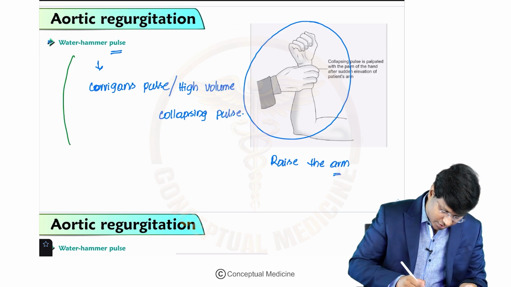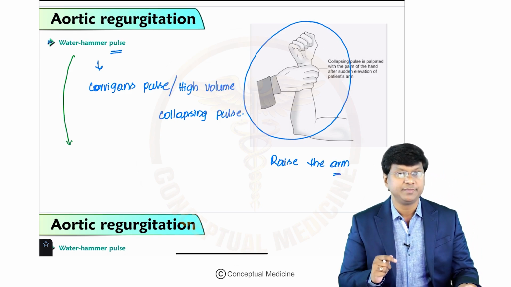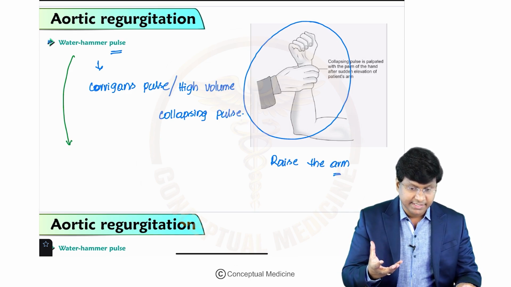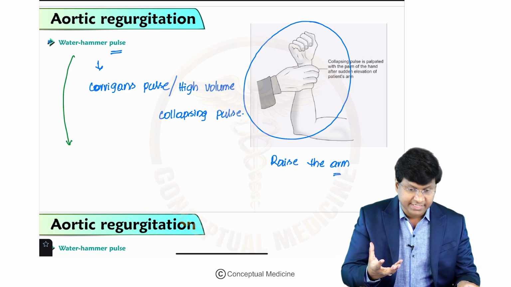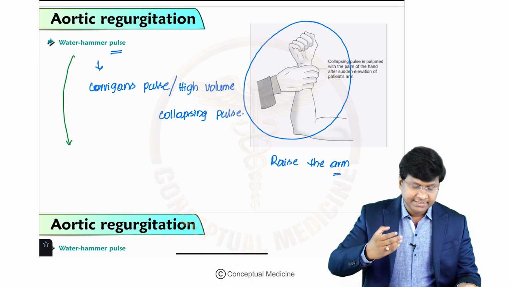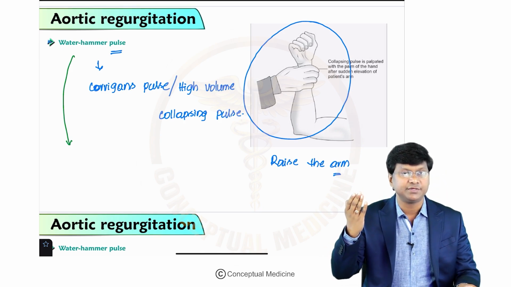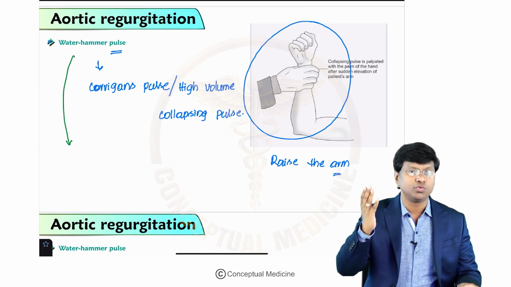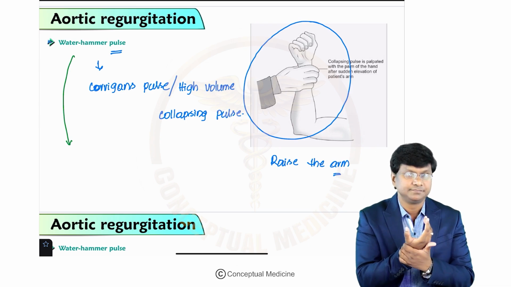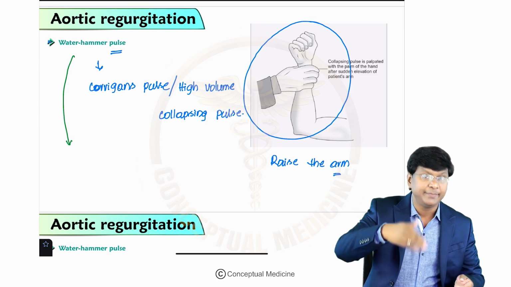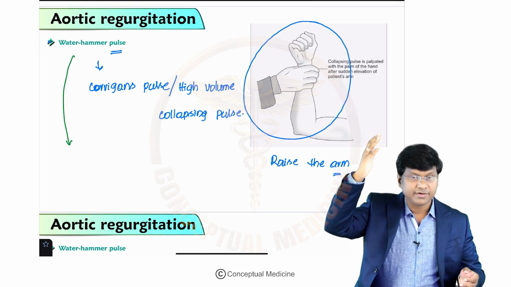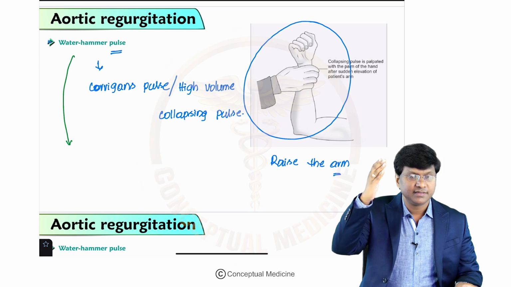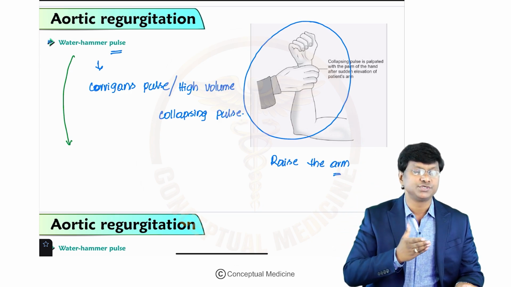In case of the water hammer pulse, what will you be able to make out? Whenever there is left ventricular systole, a large quantity of blood enters into the aorta. So there is increased stroke volume. That increased stroke volume will hit the vessel, so you will have a rapid upstroke. And when you are raising the arm, you are aligning the radial artery exactly towards your left ventricle.